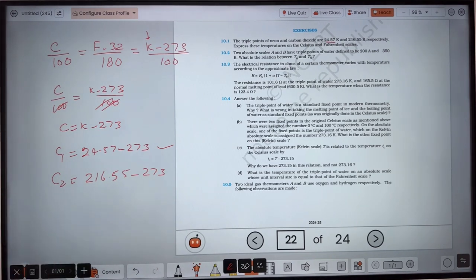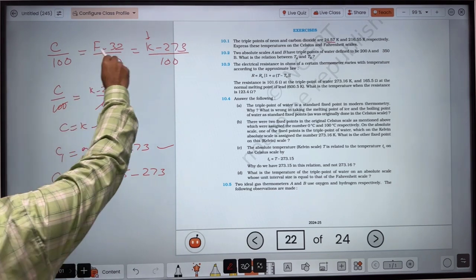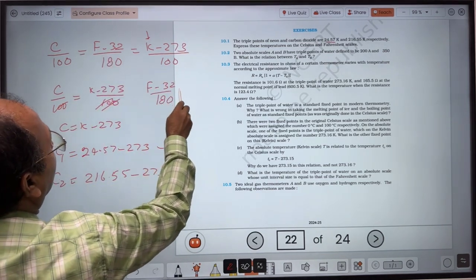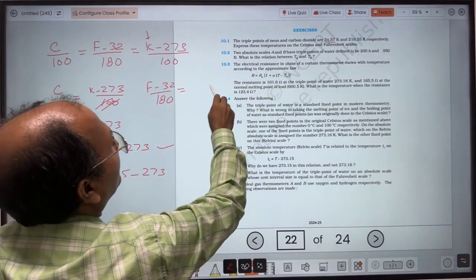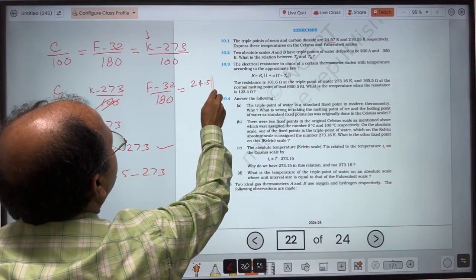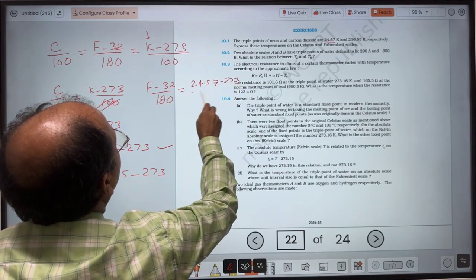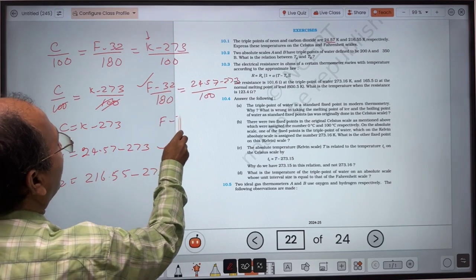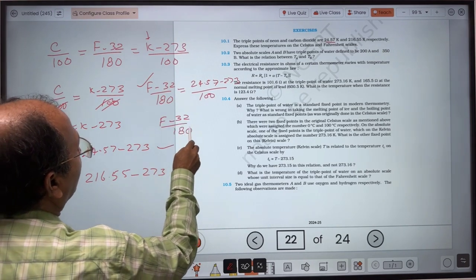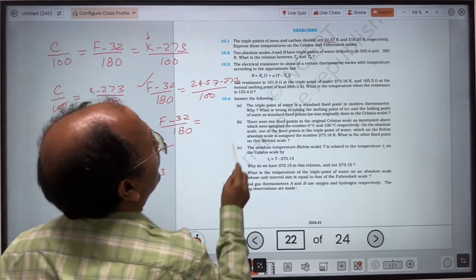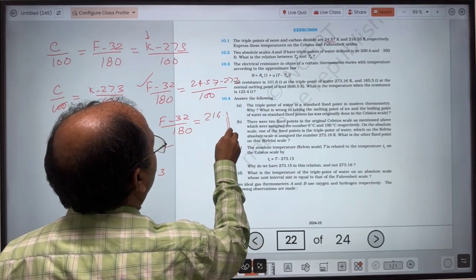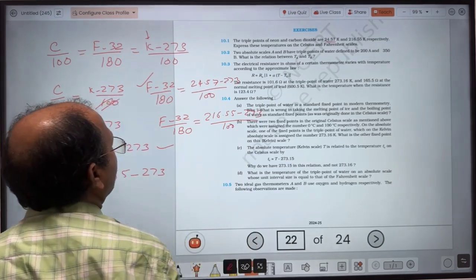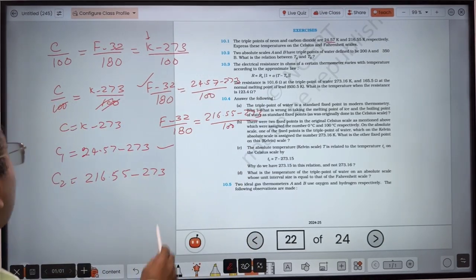Now, if you want to find out these values in Fahrenheit, take these two. So F minus 32 divided by 180 equal to, in place of K, write the first value, 24.57 minus 273 divided by 100, and simplify for the first value. For the second value, again, F minus 32 divided by 180 equals, here you should write the second value, 216.55 minus 273 divided by 100, and simplify. So you can easily get the answer.